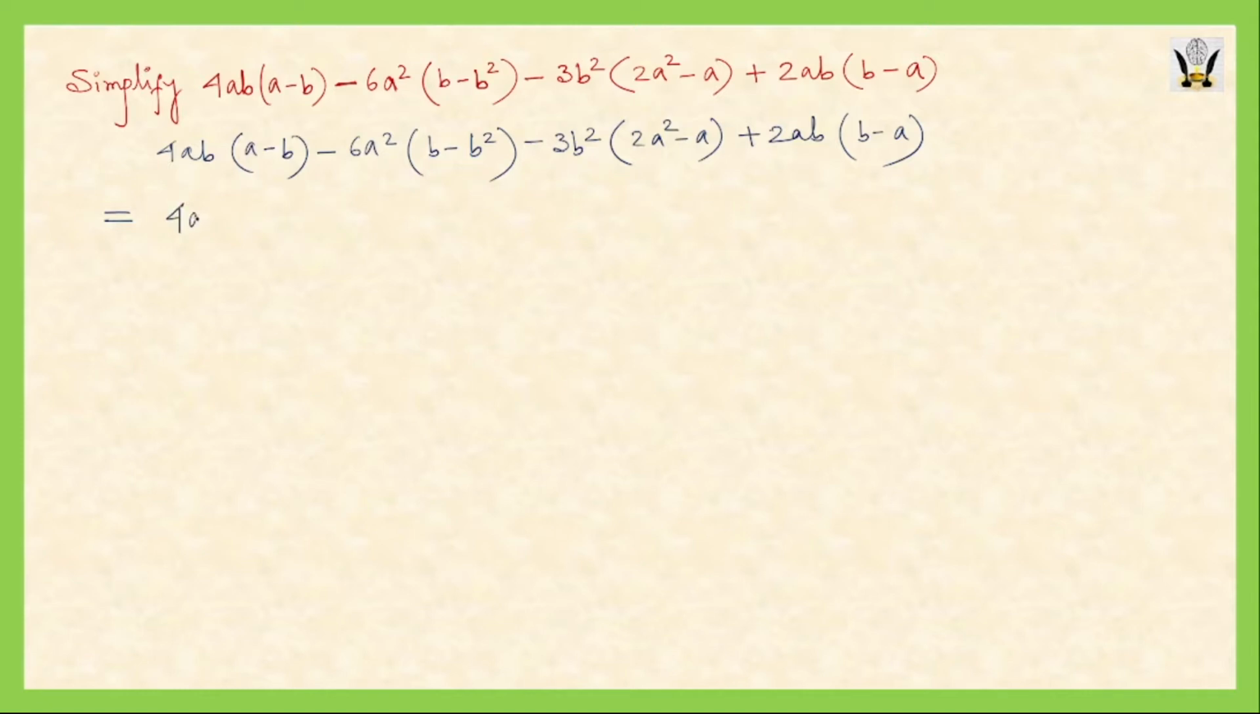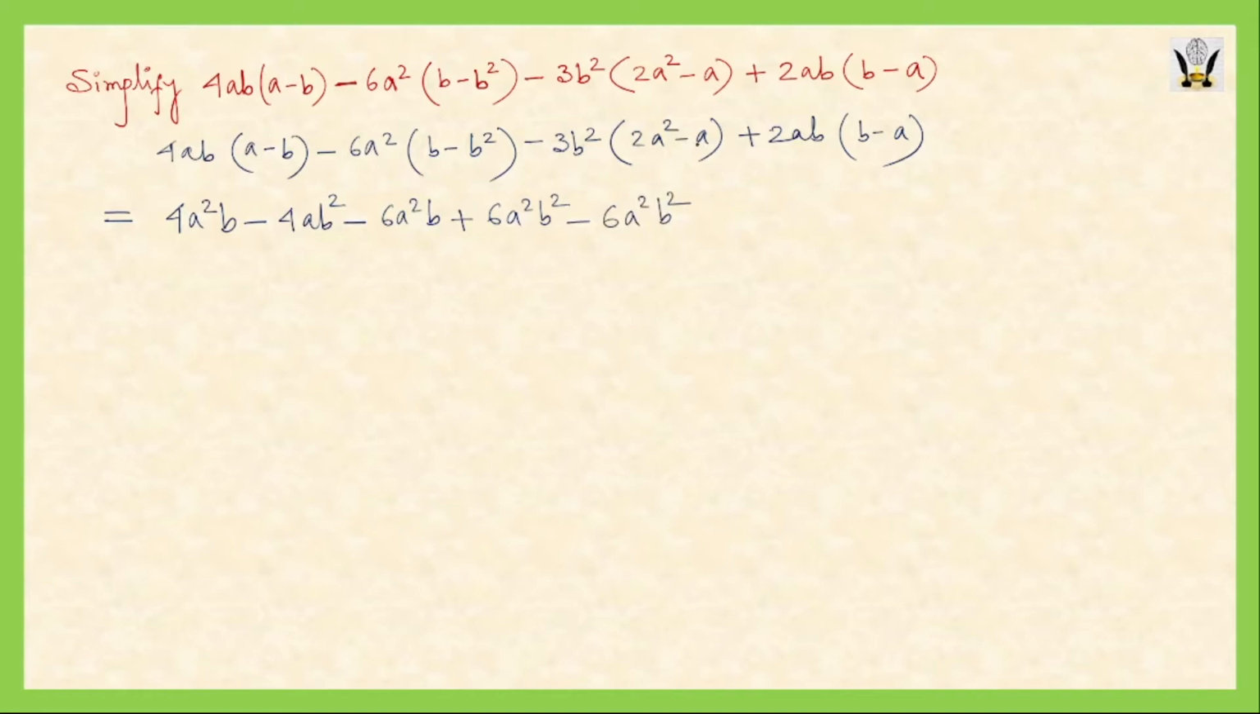So this term will be 4a square b. Then minus 4ab multiplied by minus b, so b and b will become b square, so it will be 4ab square. Then minus 6a square, and here it is b, simply a square b. Then here we have minus b square and here minus 6a square. Minus and minus, when multiplied, become plus as per the rule of multiplication. So it will be 6a square b square.